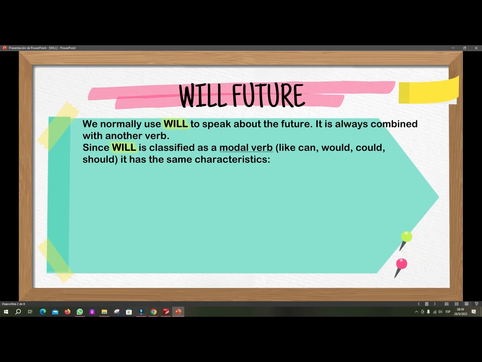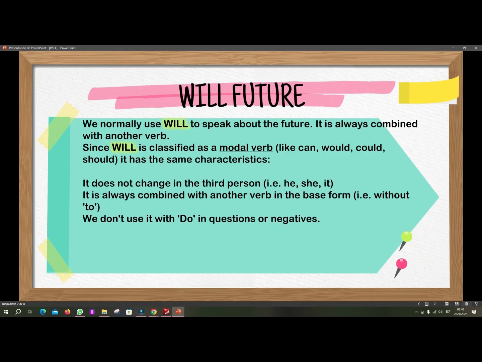Since will is classified as a modal verb like can, would, could, should, it has the same characteristics. It does not change in the third person, he, she, or it. You're not going to add s to the third person in that case, right? You're going to write a verb in the base form. It is always combined with another verb in the base form without to. Also, you're not going to use to, right? You're not going to say, will to play. No, that is will play. You don't need that preposition.